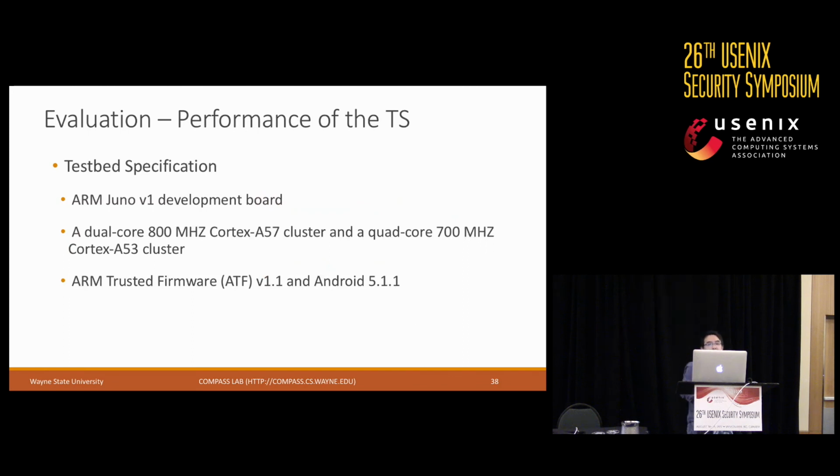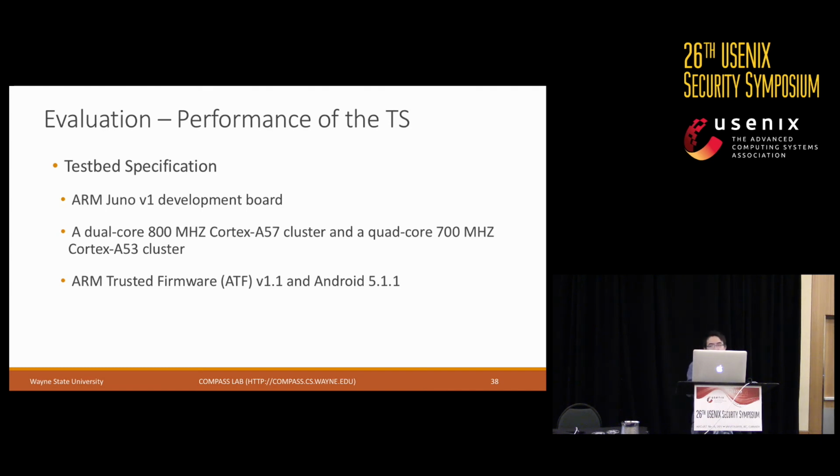And also, since we consider the hardware-based trace subsystem is immune to the timing attack, we want to evaluate the performance of our trace subsystem. Our test bed is the ARM Juno V1 development board. This board contains a dual-core 800 MHz Cortex-A57 cluster and a quad-core 700 MHz Cortex-A53 cluster.